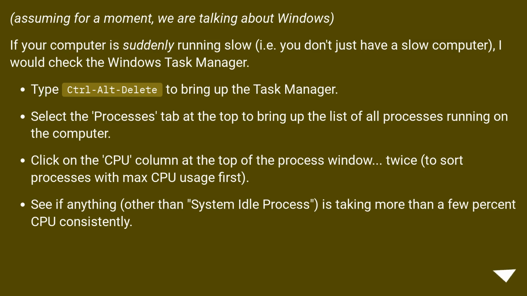Assuming for a moment we are talking about Windows. If your computer is suddenly running slow, i.e. you don't just have a slow computer, I would check the Windows Task Manager. Type Ctrl-Alt-Delete to bring up the Task Manager. Select the Processes tab at the top to bring up the list of all processes running on the computer. Click on the CPU column at the top of the process window, twice, to sort processes with max CPU usage first. See if anything, other than system idle process, is taking more than a few percent CPU consistently.